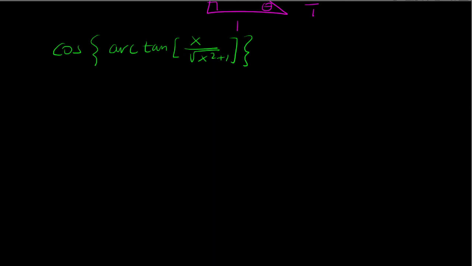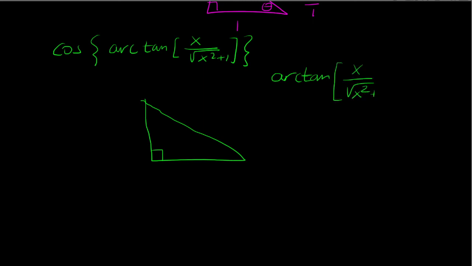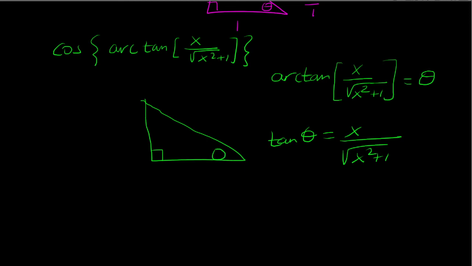So now we're going to come up with a new triangle. Let's first write this: arctangent of x over the square root of x squared plus 1. We're going to call this theta. So that means tangent of theta will be x over the square root of x squared plus 1. And tangent is opposite over adjacent. Now by the Pythagorean theorem, we have this squared plus this squared, and then the square root. So this will be the square root of 2x squared plus 1.